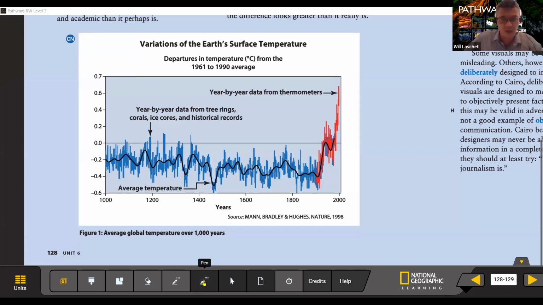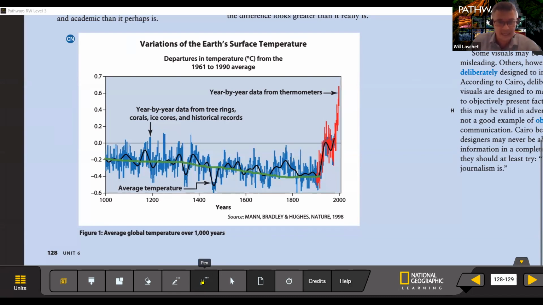So if we draw a line on here, I'm going to draw a green line, from here down to here, and this is going to show us the trend. So what is the trend from the year 1000 to the year 1900? What can we say about the average temperature? And Ayu says it's a slight decrease. Okay, there is a slight decrease in temperature from the year 1000 to the year 1900.